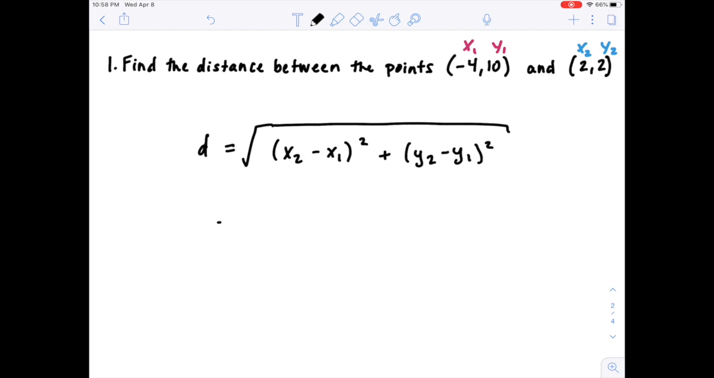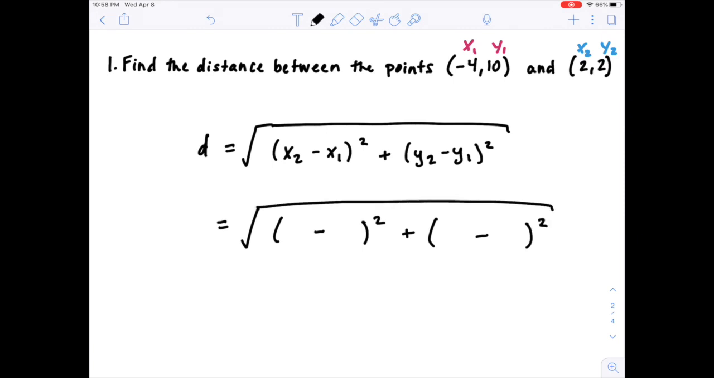So I'm going to set up my formula and then plug in. So I've got my square root, I have my space where those numbers are going to go. Okay, so first thing is x2, and that's up here. That's my blue x coordinate, so I'm going to use blue. x2 is 2, so I'm going to put a 2 right there where x2 goes. Then while I have blue, I'm going to do y2, which goes here. So y2 in this case is also the number 2, so I'm going to put a 2 where y2 goes.